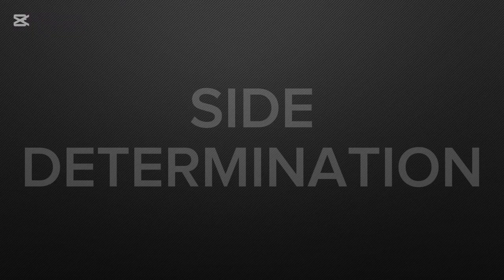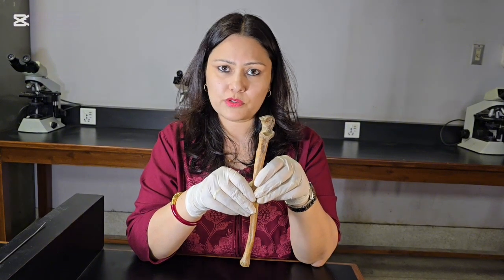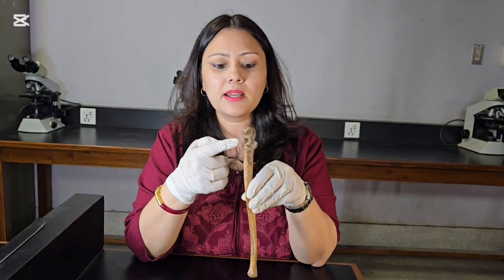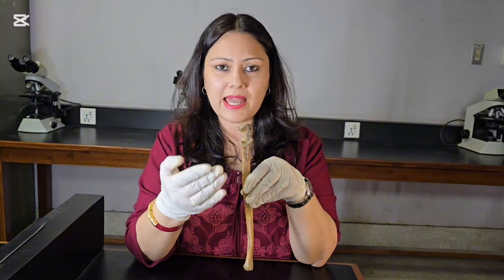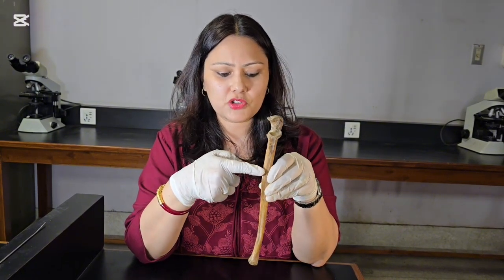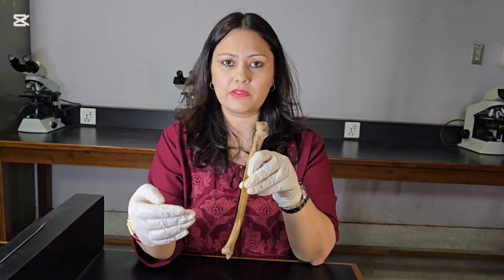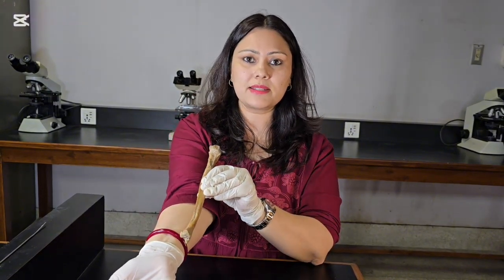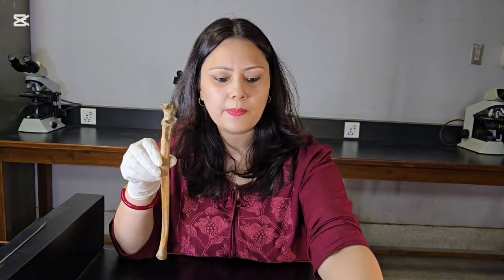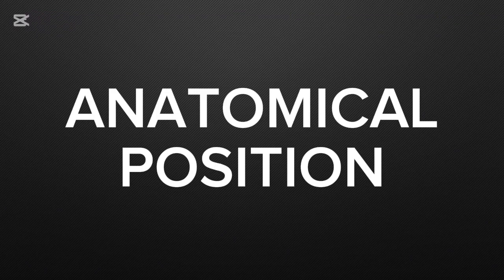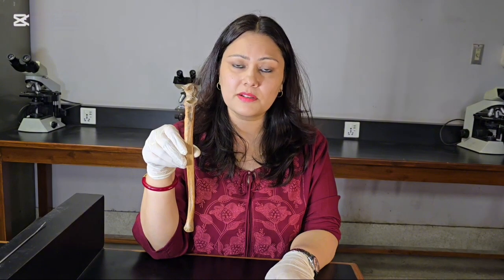Side determination. For side determination, following points should be considered. The trochlear notch is present superiorly and its concavity faces anteriorly. The sharpest border, the intraosseous border, is present laterally. Therefore, this is the right ulna, while this is the left ulna. Anatomical position. It is held in a vertical fashion. Describing the features in detail, we begin with the ends, upper end.